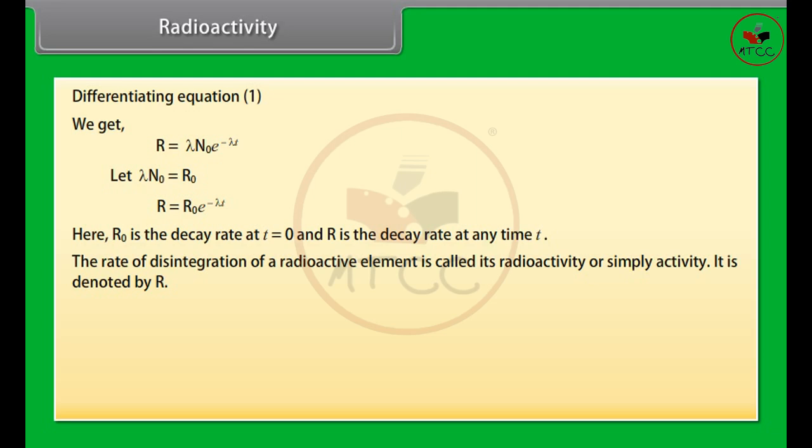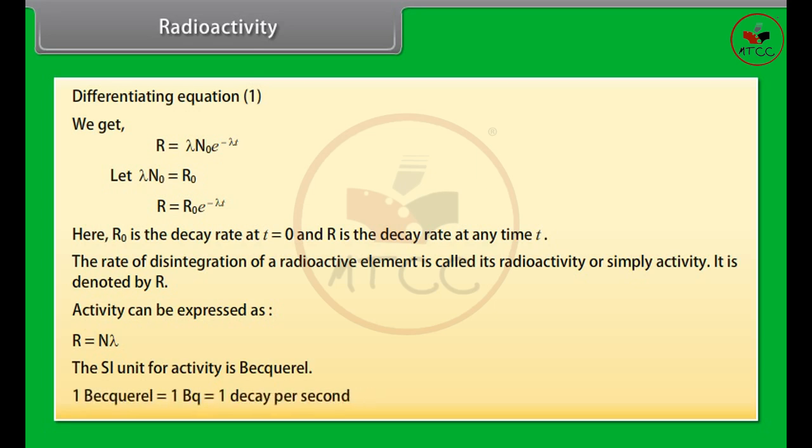It is denoted by R. Activity can be expressed as R is equal to N lambda. The SI unit for activity is becquerel. 1 becquerel is equal to 1 Bq is equal to 1 decay per second.